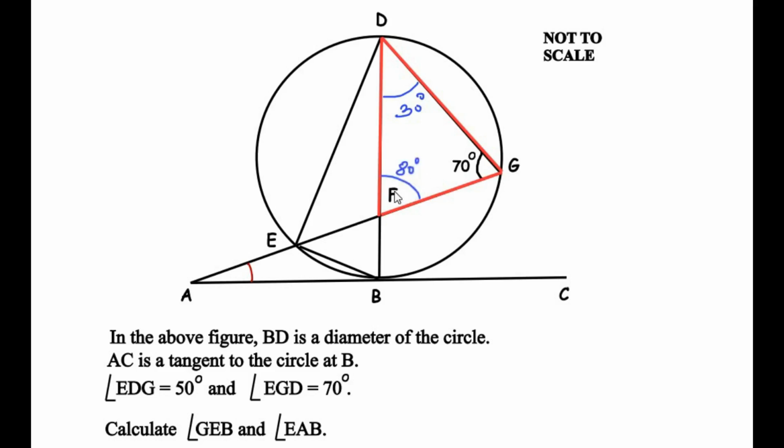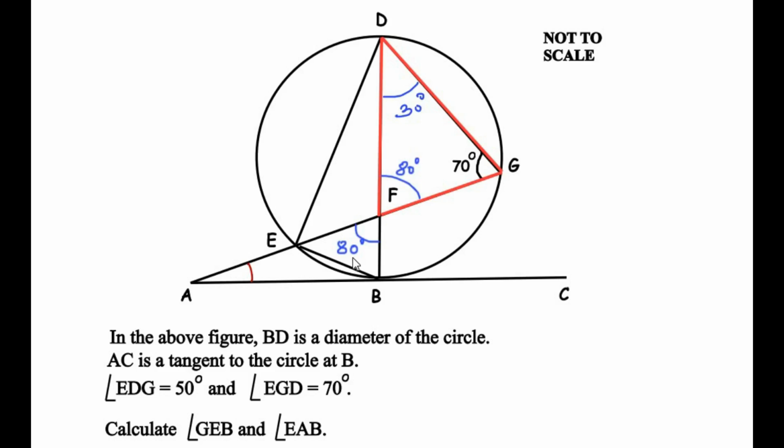Now once we have found out this angle, angle DFG will be equal to angle AFB, that is vertically opposite angles, because these 2 are the intersecting lines. So here we are going to get the value of angle AFB as 80 degree as well, that is vertically opposite angles.